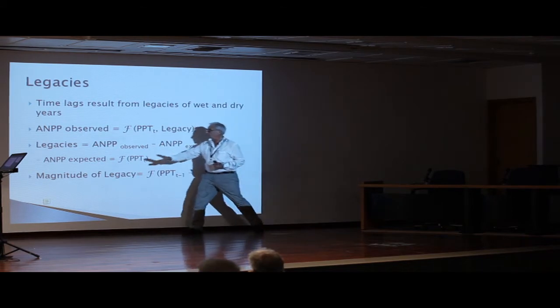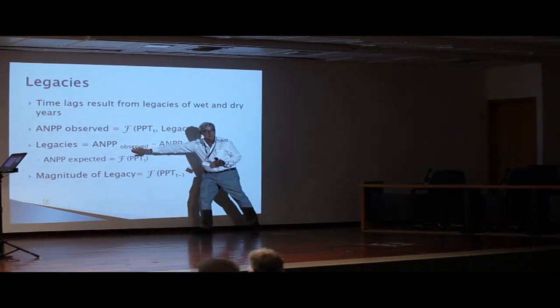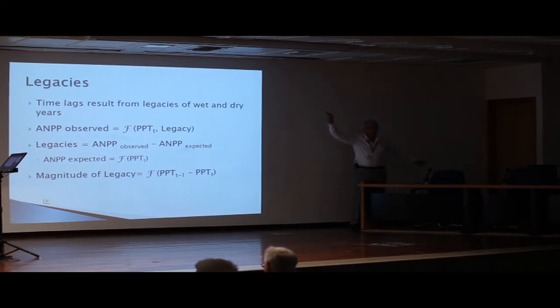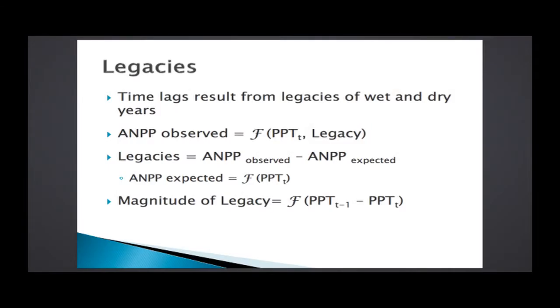And we reverse the terms, and it says that the legacy is the difference between the production that we observe and the production that we expected based on this long-term relationship between production and precipitation. And also, the magnitude of that legacy, we hypothesize, is a function of the difference between the precipitation in the current year and the previous year. So to the point that if the two years had the same precipitation, the legacy is equal to 0, and then the legacy disappears here, and the production is equal to the long-term production of the site. Correct?